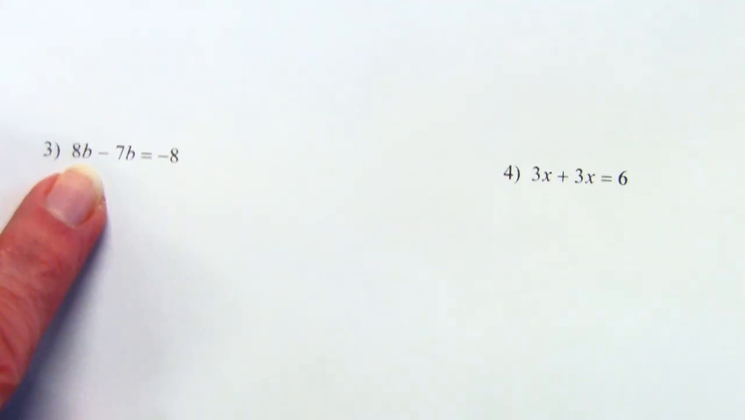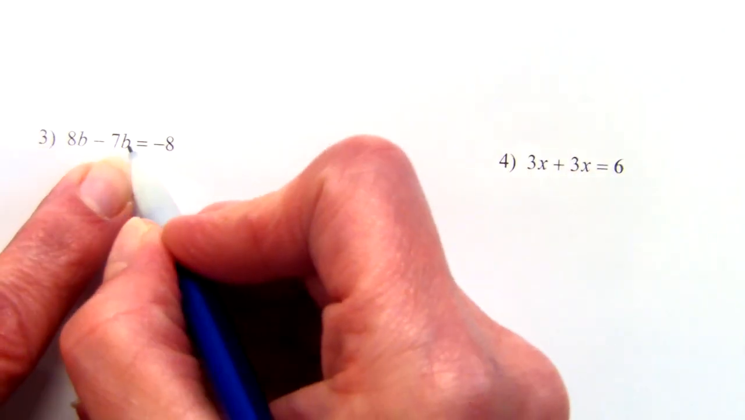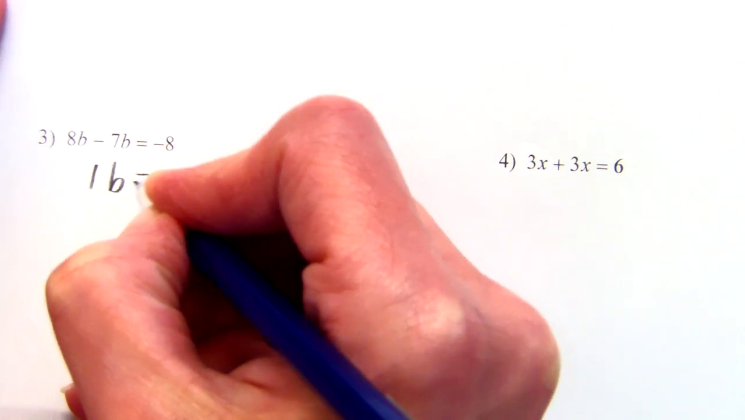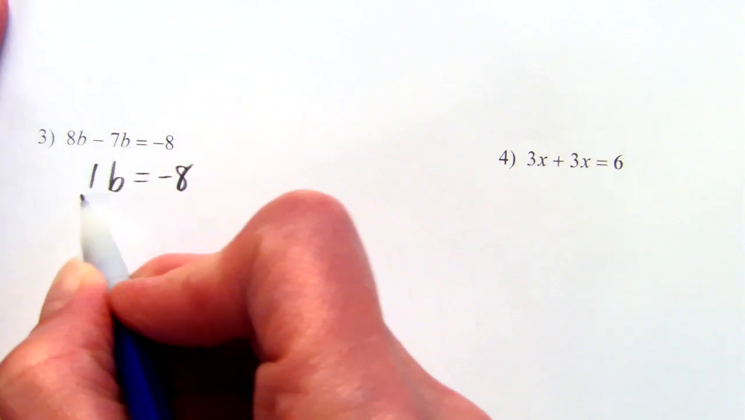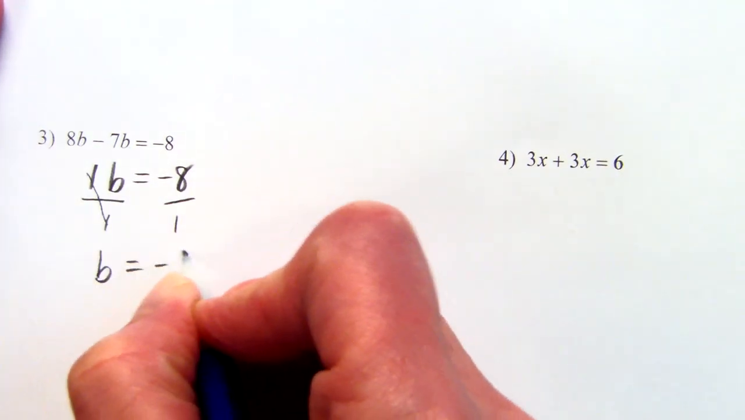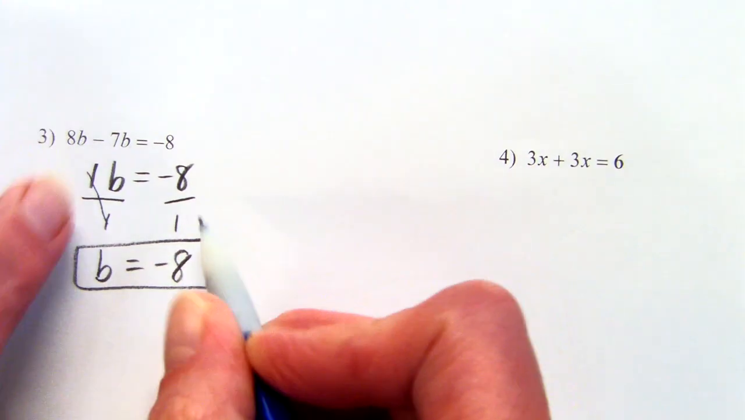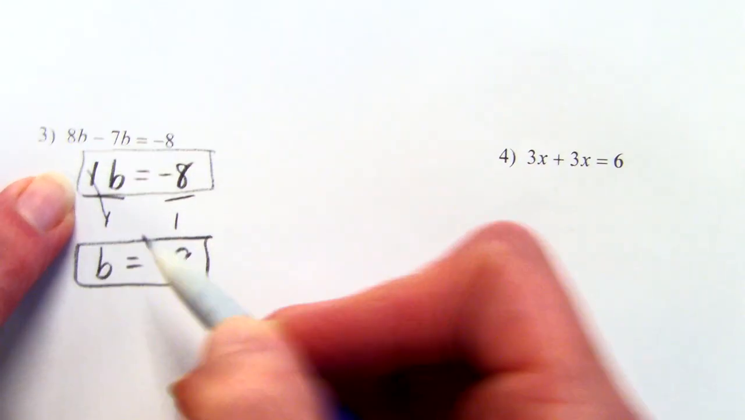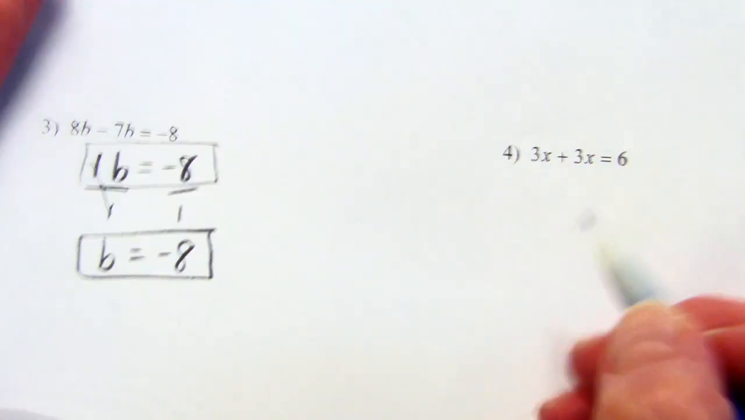anything with that. Okay. Coming down to number 3, I have 8b minus 7b. Well, 8 minus 7 is 1, so 1b equals negative 8. And then you can go ahead and divide by 1 if you want to do that step, or you can just stop up here and box it because 1b is the same thing as b, and it's negative 8.